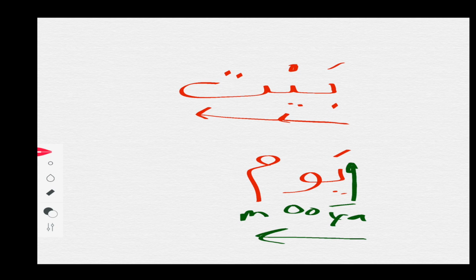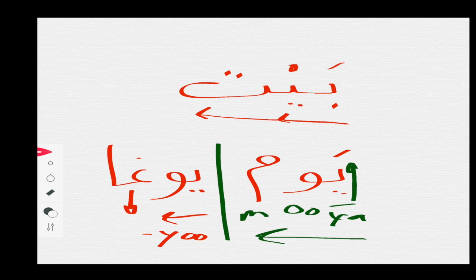Another example, such as bayt. B with a short vowel A, it's ba, and ya has a pause, what we call sukoon, so you'd read it bay, and the final letter is T, so you'd read it bayt. Another example, ya with a short vowel A, you pronounce it ya, and with a long vowel U, you pronounce it yaw, and the final letter is M, so you would read it yawm, which means a day.